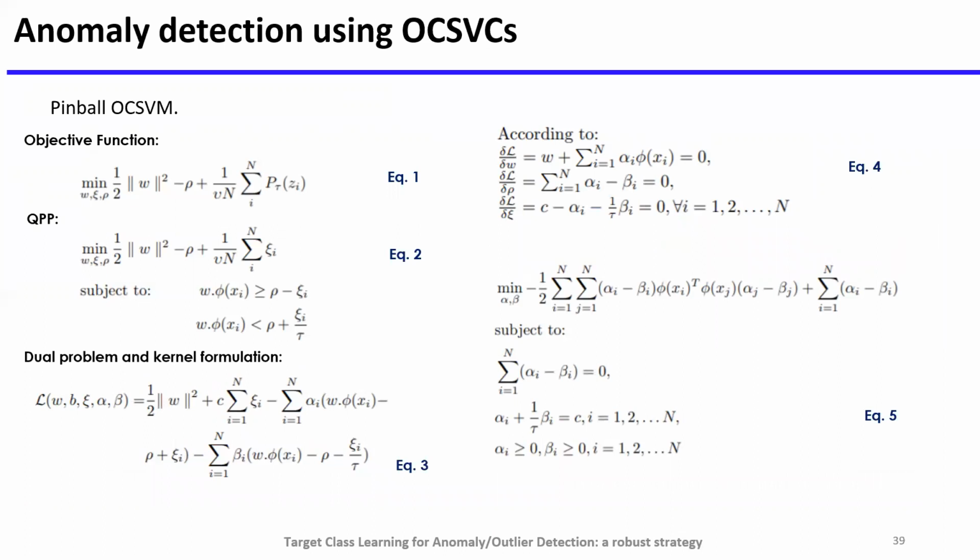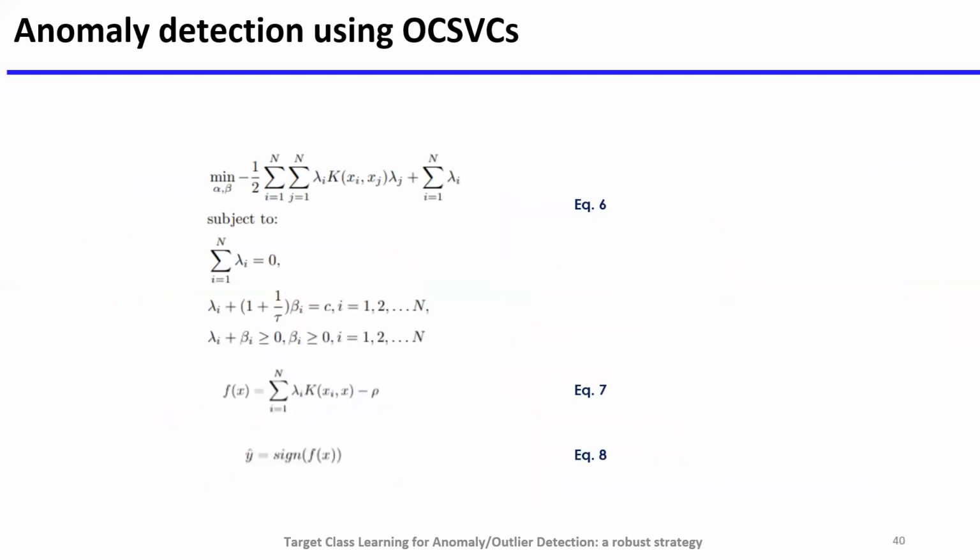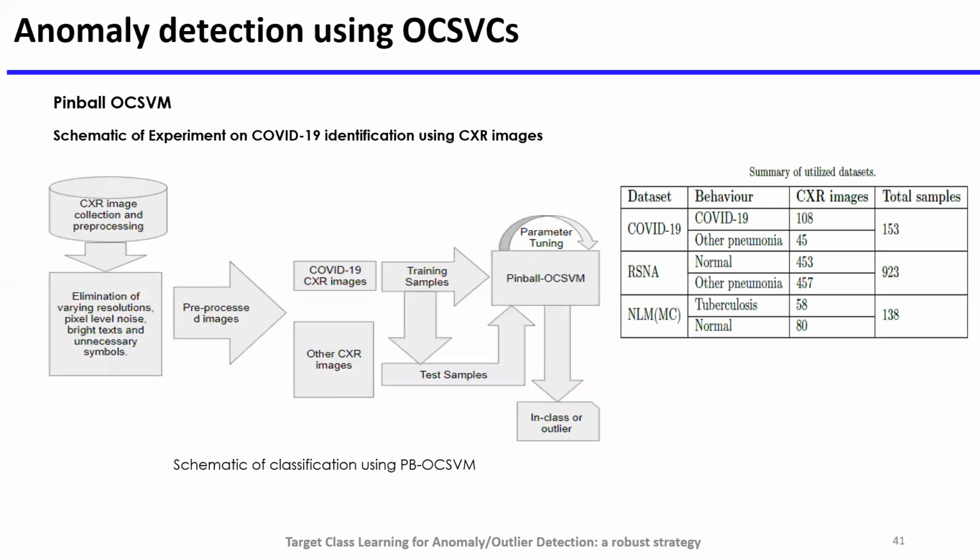So this is some mathematical expression that is not necessarily to be discussed in this place. But in the objective function, in place of this penalty, we have incorporated the pinball loss function, and we can see this dual problem, and at the same time, it is also satisfying the KKT condition. At the end, we can see what the output is in equation 8.